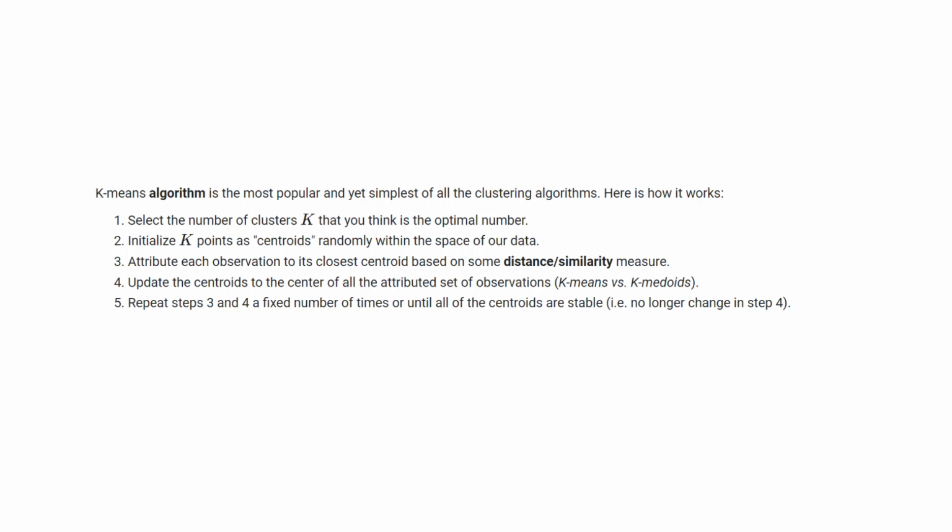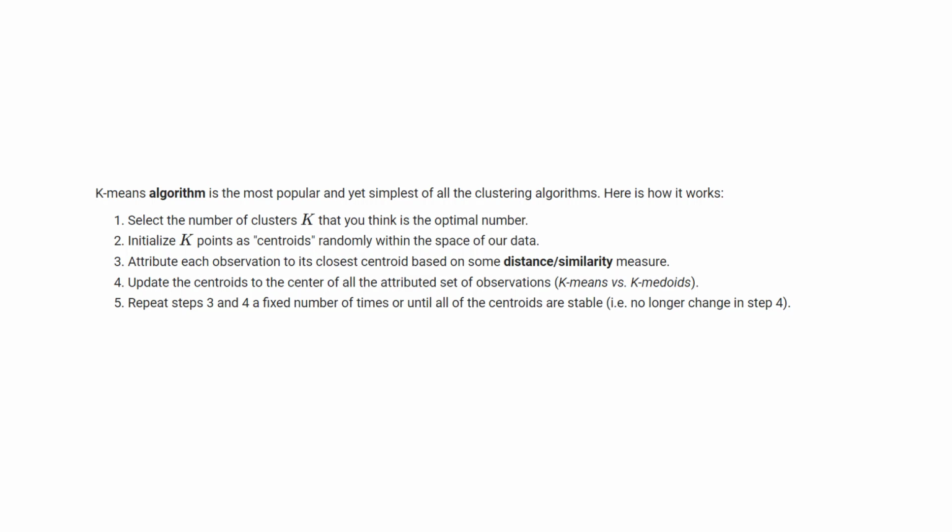This algorithm is one of the most popular yet simplest approaches. Here is how it works. The first step is to select the number of clusters k that you think is the optimal number. Next, we initialize k points as centroids randomly within the space of our data. Then we attribute each observation to its closest centroid based on some distance or similarity measure.